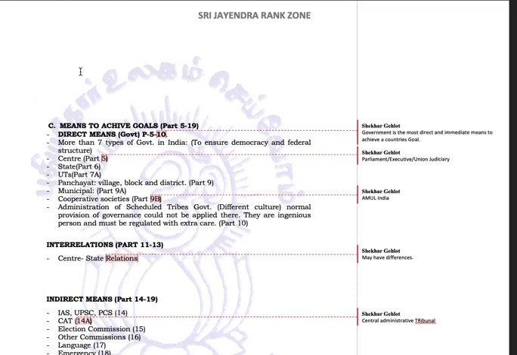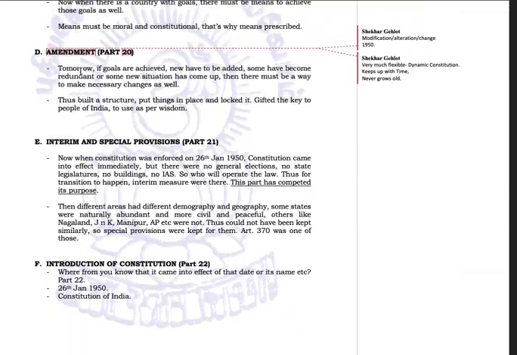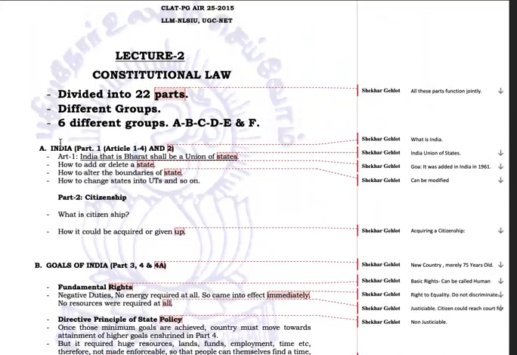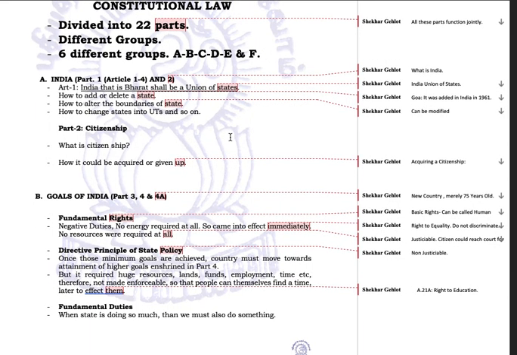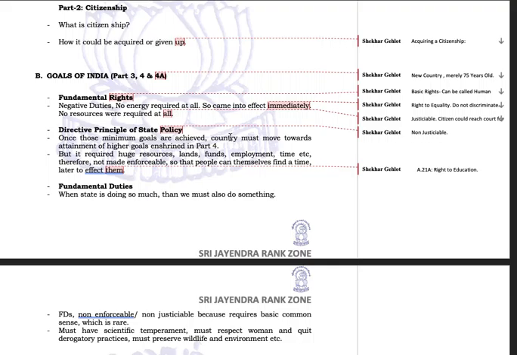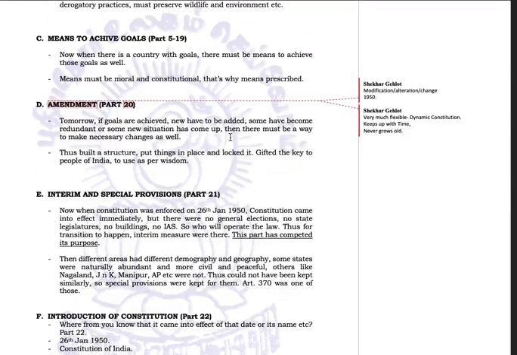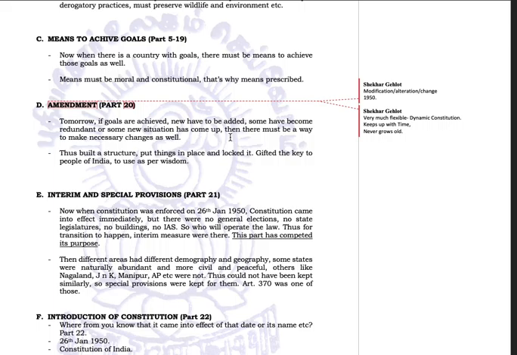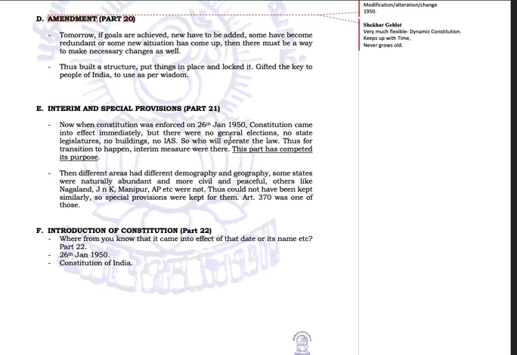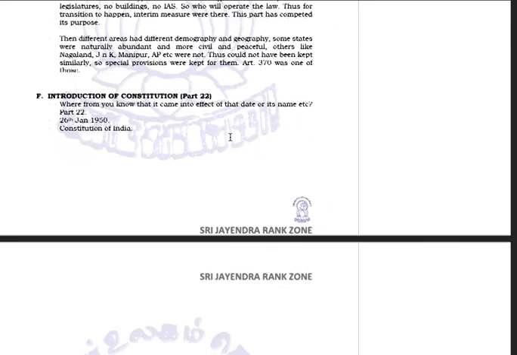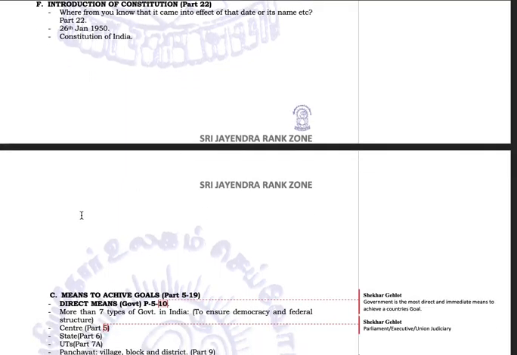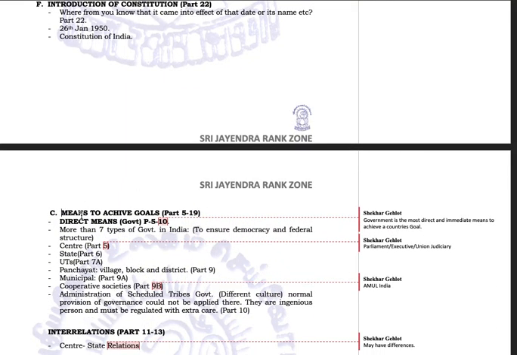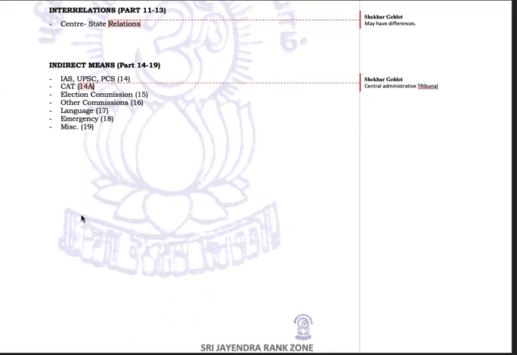So now we have understood the overview of the Constitution of India in a very detailed manner, and we have successfully placed the Constitution of India into 6 different groups. Group A is India, Group B is goals of India, Group C is means to achieve those goals, Group D is amendment if you want to make some change, Group E is interim and special provisions, Group F is introduction to the Constitution.